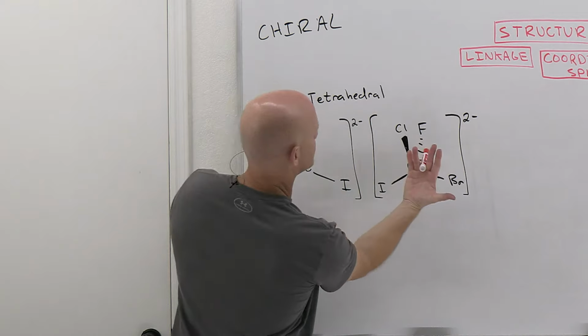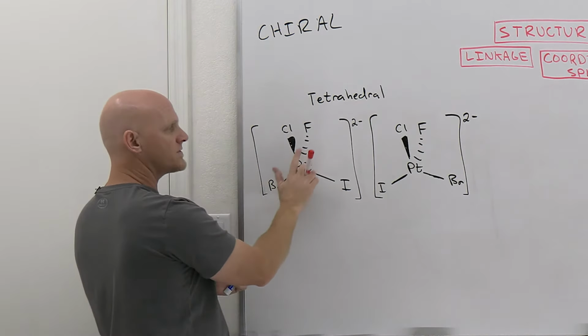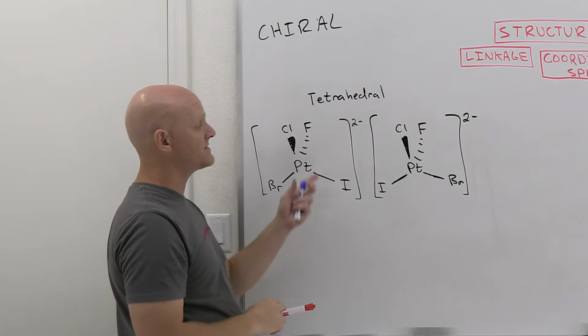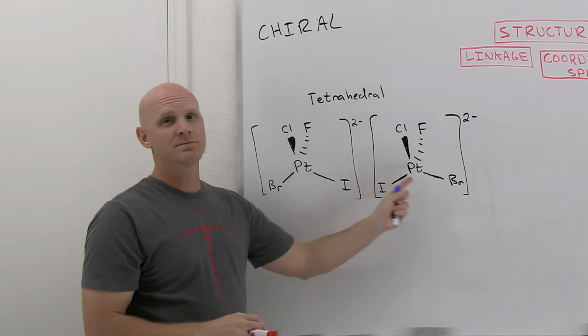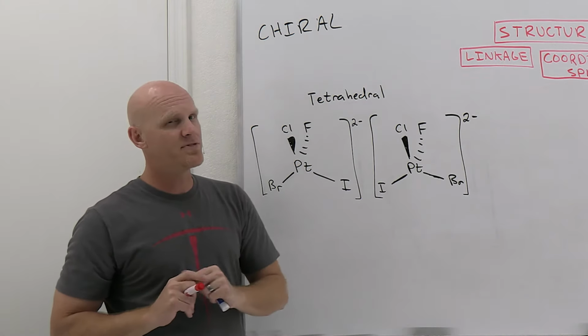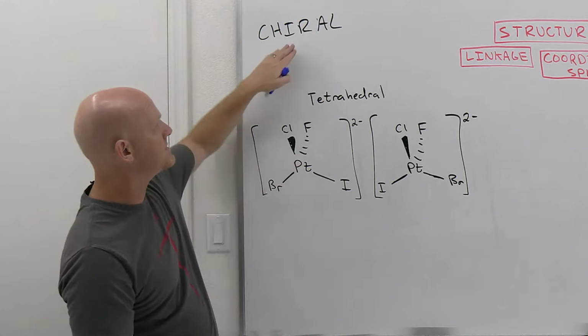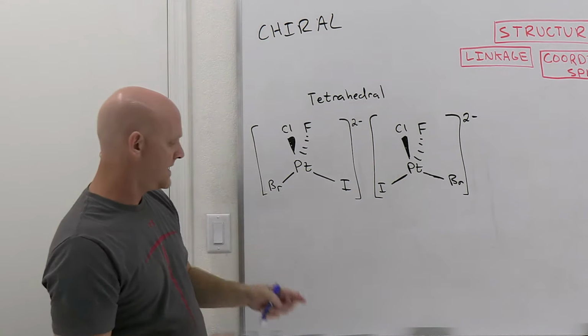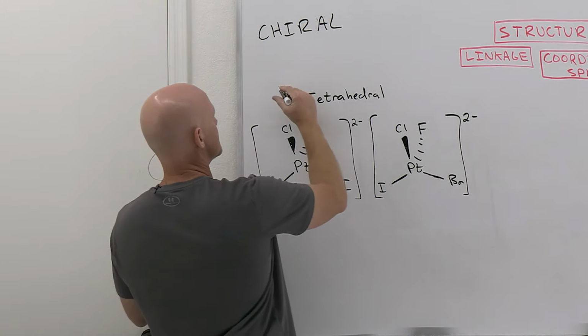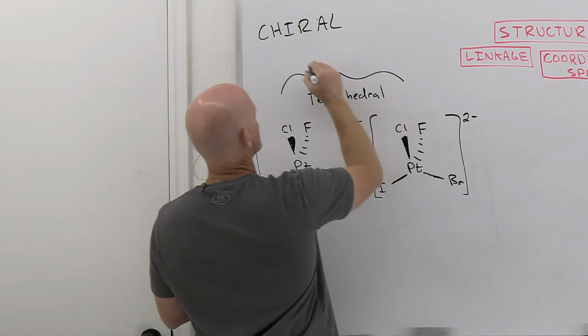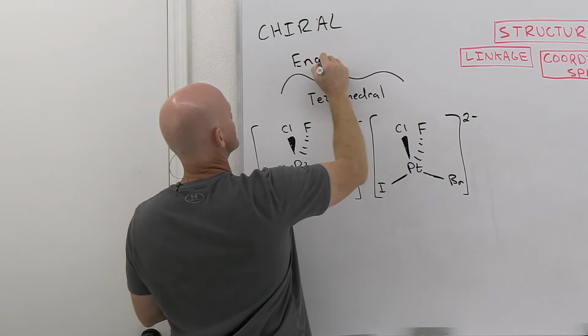And once again, if we flip this whole thing over, then it would be pointing out of the board and would be a wedge bond, not a dash bond. So these are not the same structure. They're mirror images, but they're not the same. And when that's the case, we call these chiral. And it turns out we refer to the relationship between these two molecules as being enantiomers of each other.